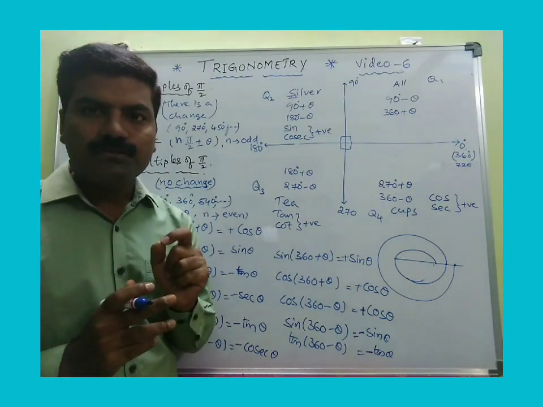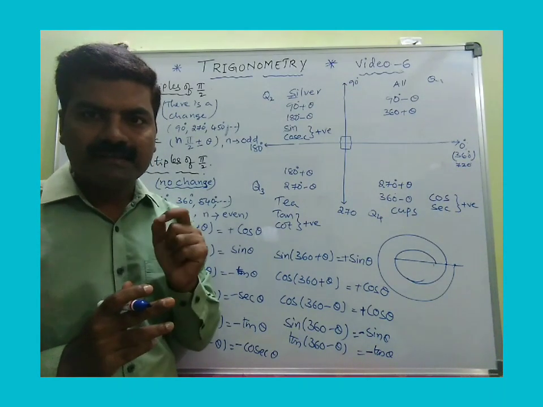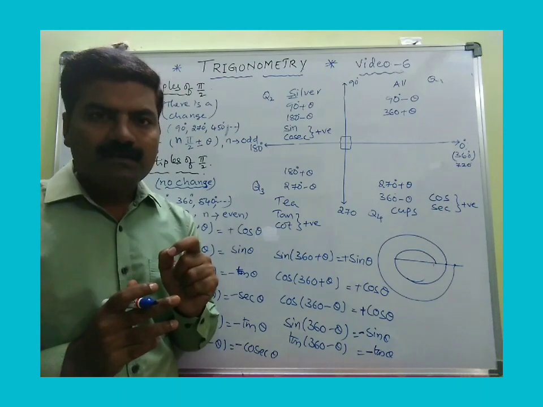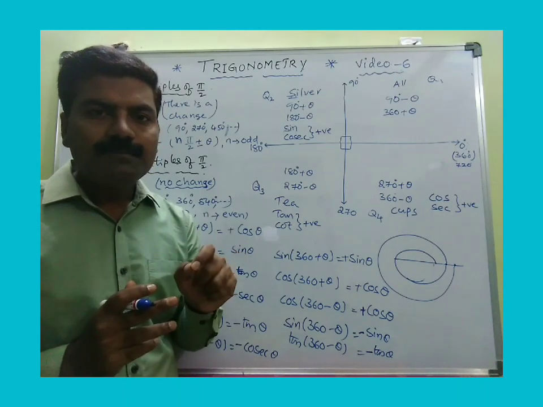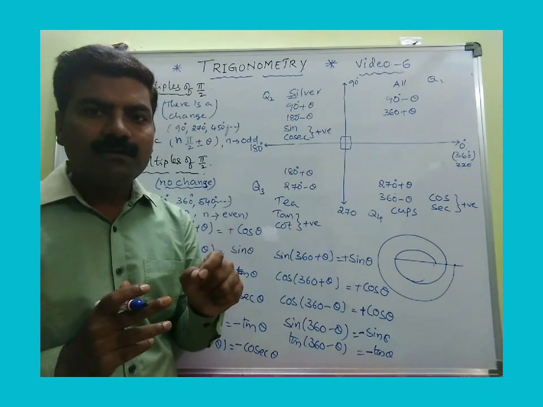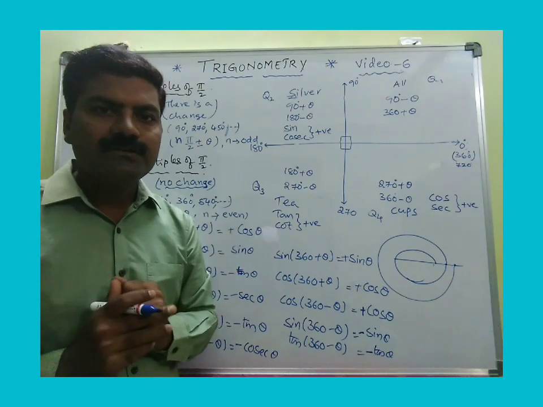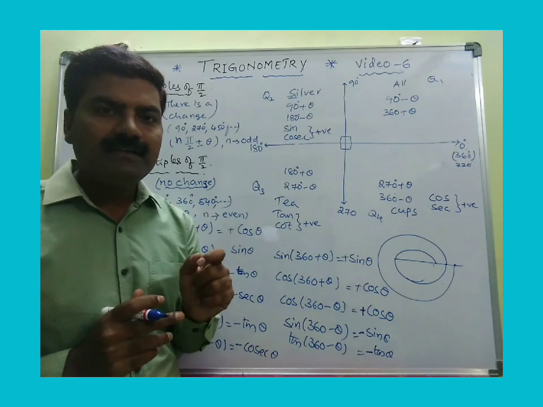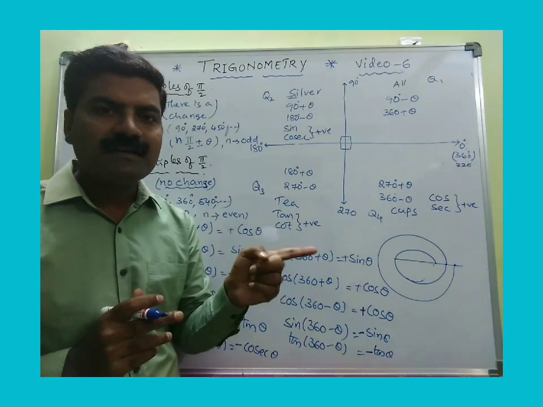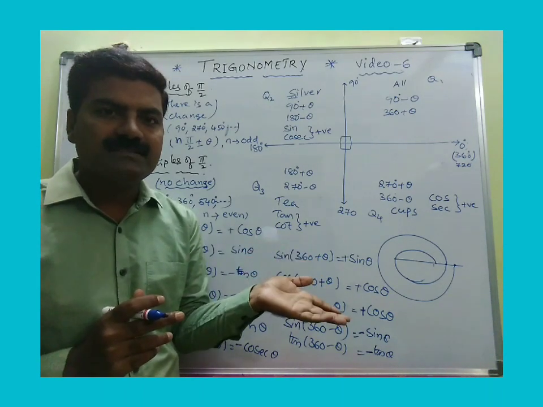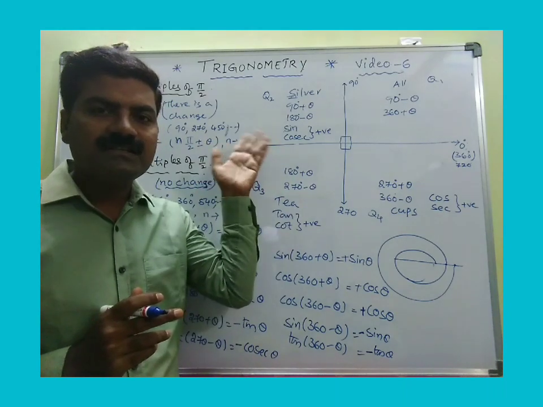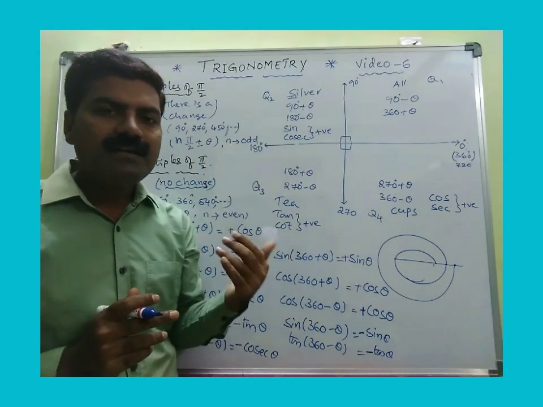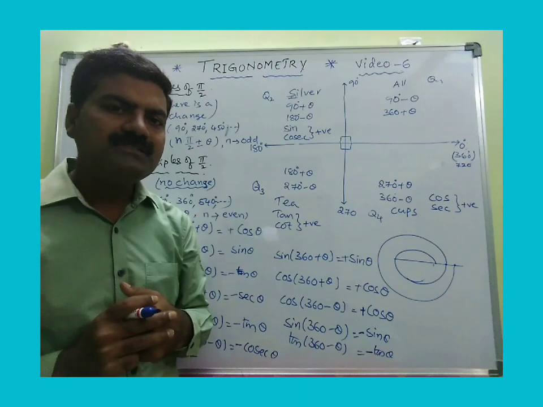So first, you need to identify whether the given angle is an even multiple of pi by 2 or an odd multiple of pi by 2. This is the first point you need to remember. You need to observe it first of all. Finally, if n is even, then you must understand that there must be a change, and you know how each function changes. And if n is odd, then no problem at all, no change at all.